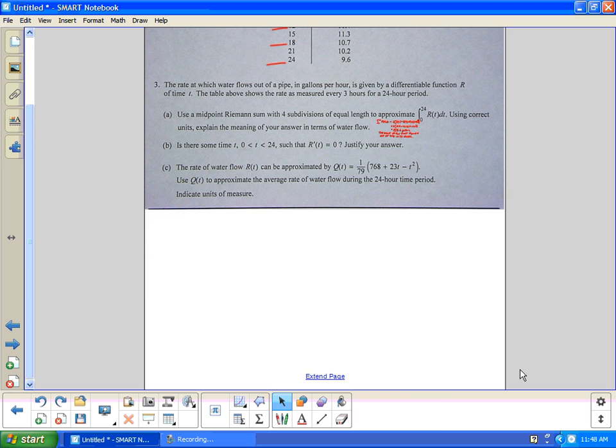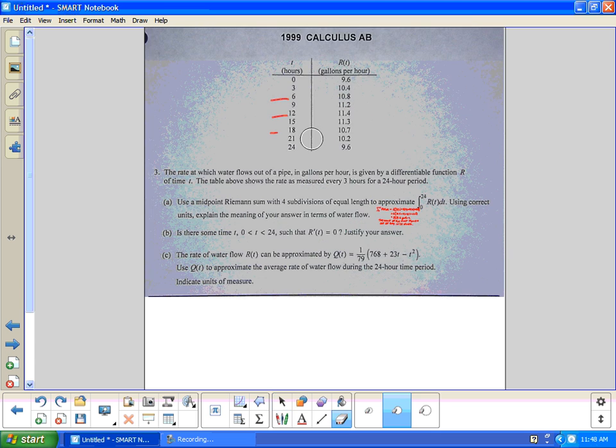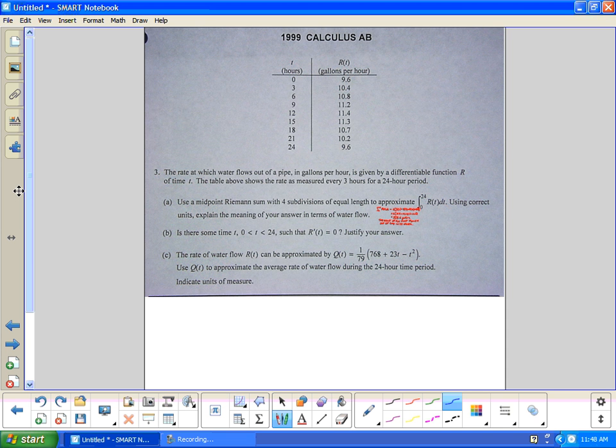Letter B, is there some time t between 0 and 24 such that r prime of t equals 0? Justify your answer for yes or no. All right, is there some period of time? You have to start looking through the numbers. All right, and the only thing you should be thinking here right now is what can I do? The thing here I'm thinking is mean value theorem. All right, you've got to be thinking mean value theorem.